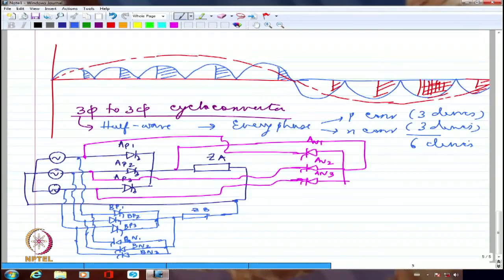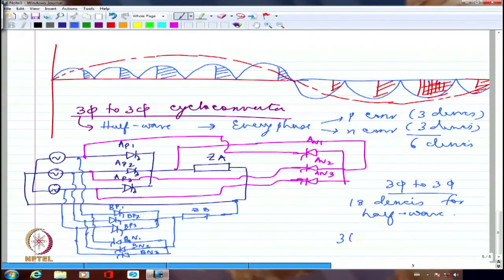So I want you guys to draw the full wave. I am sure you can do it. It will take some time. Or you use just the positive connected symbol and negative connected symbol, doesn't matter, right? I'm sure you can do that. It should not be a problem. So this will require totally 18 devices for half wave, 3-phase to 3-phase, whereas 36 devices for full wave, right?